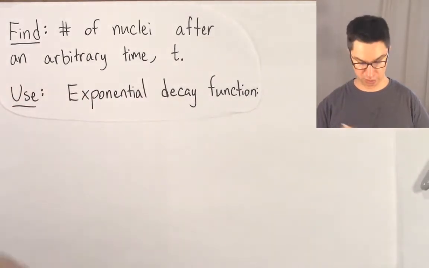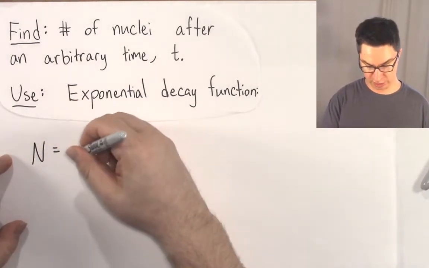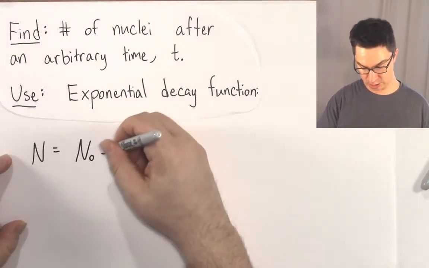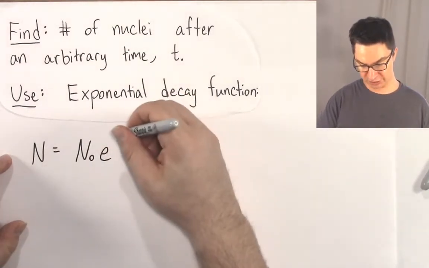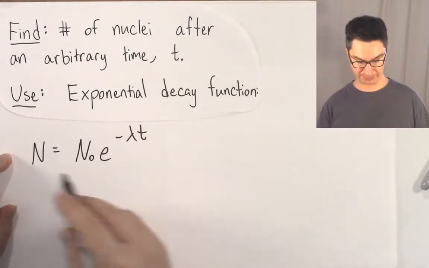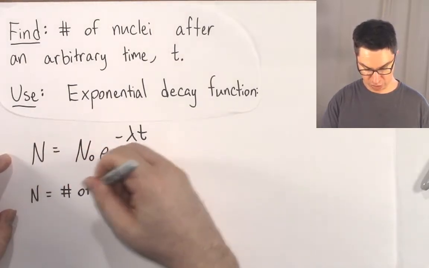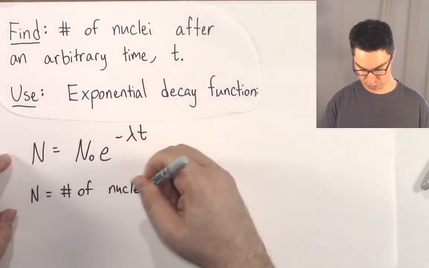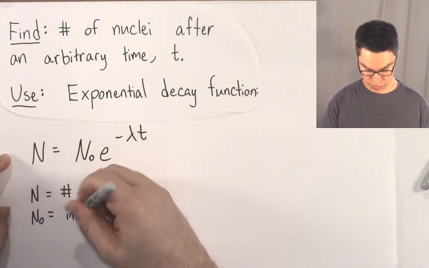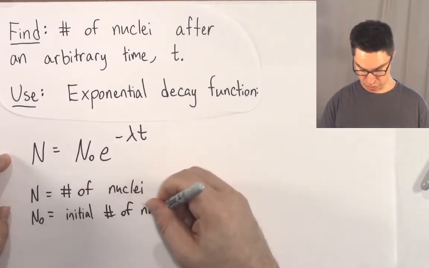And the function that we're going to use is N, which is the number of nuclei, is going to equal N naught, which is the initial number of nuclei, times e, Euler's number, raised to the negative lambda t. So let's unpack this equation step by step. N, as we said, is equal to the number of nuclei. N naught is equal to the initial number of nuclei.